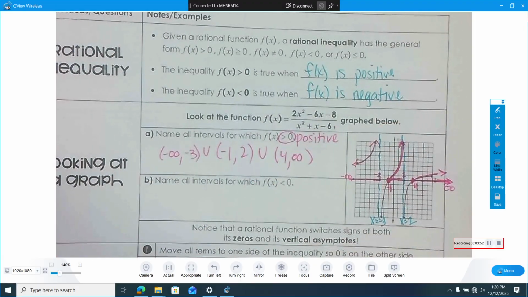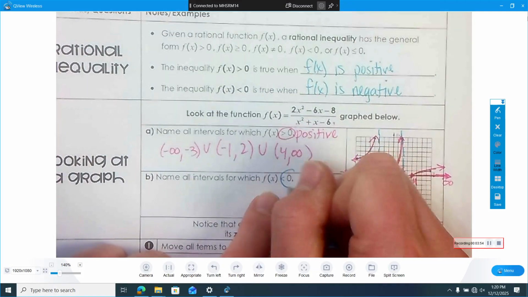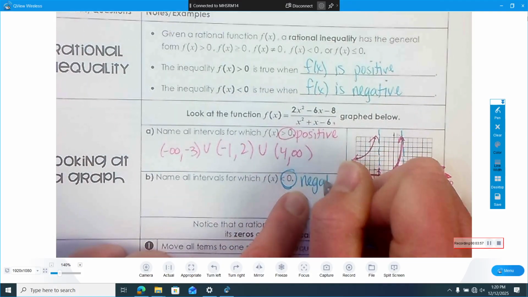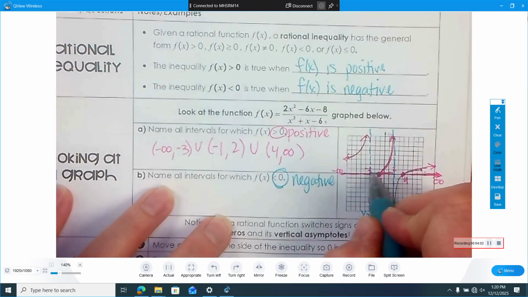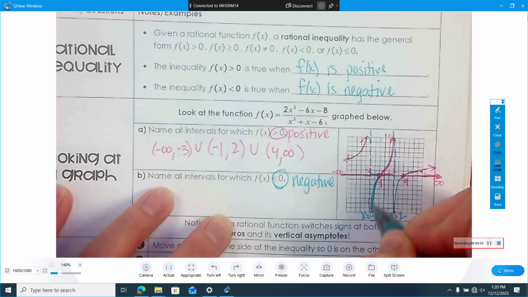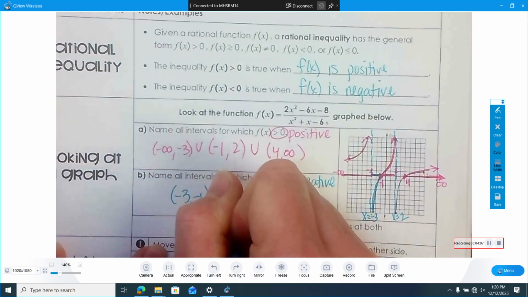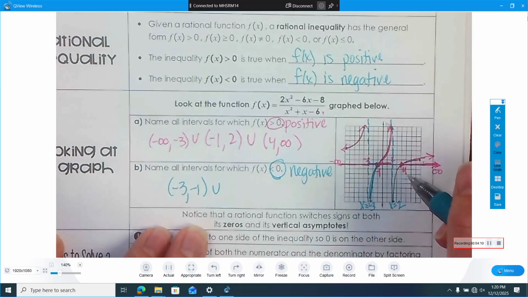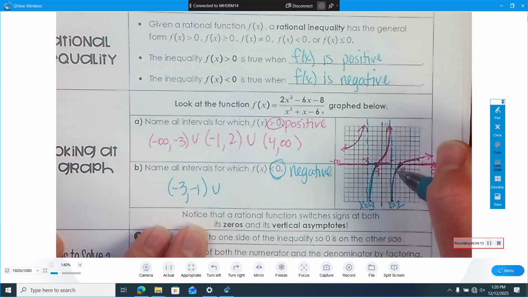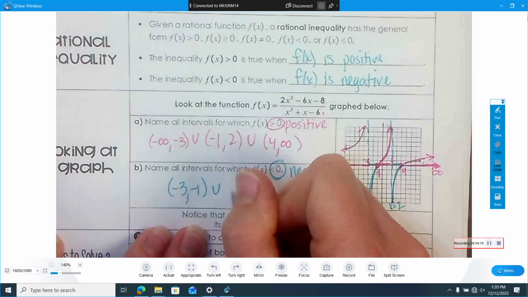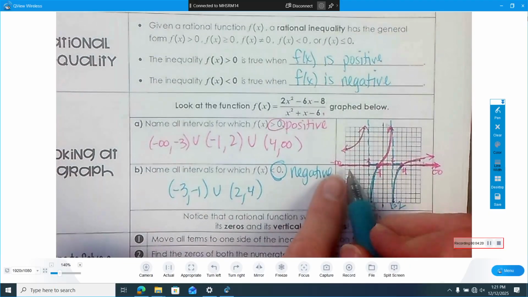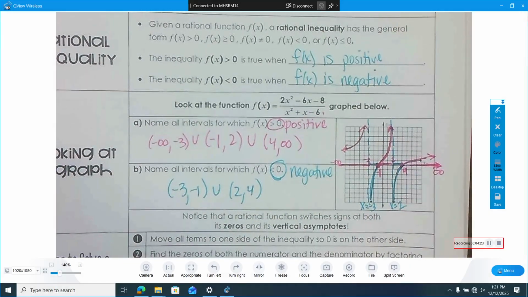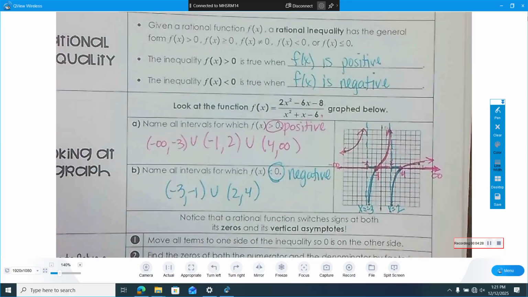So the others would be less than 0. Where is it negative? That would be where it is underneath. Negative 3 to negative 1 is this little section right here. And then 2 to 4, this little section in between. And again, when we're talking about the intervals, we care only about the interval on the x-axis. That's our independent variable, the variable that determines everything.